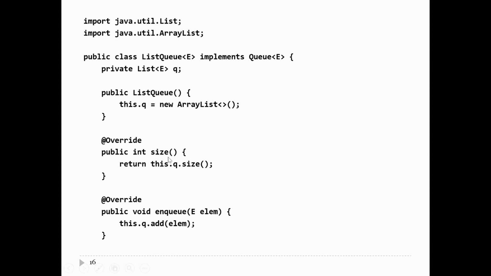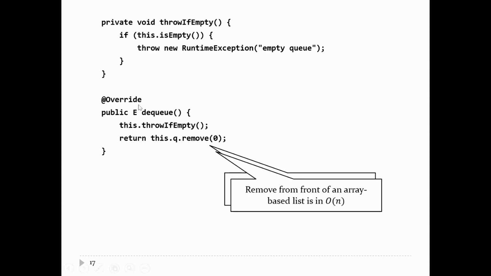What does size do? Well, you just return the size of the list. What does NQ do? NQ adds the element to the back of the queue, so I can just use the add method to add the element to the back of the list. What does DQ do? DQ removes the element from the front of the list, so DQ removes element 0 from the list.